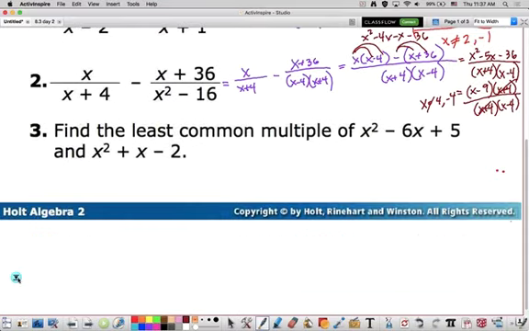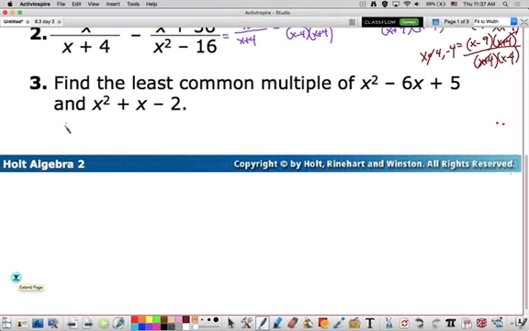Okay, and then least common multiple. I'm going to write them out. I'm going to factor that one: x minus 5, x minus 1. And this one: x plus 2, x minus 1. Least common multiple says you take all the different terms, and then you take their what? Their highest exponent, their highest power, their highest degree. So all the different ones: x minus 5, x minus 1, x plus 2.